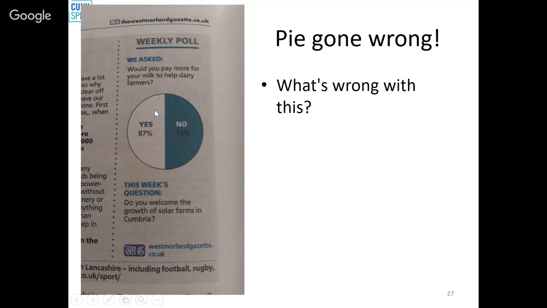This one, what's wrong with this particular pie chart? We've got yes 87% and no 13%. It's implying, yeah, it looks like 50-50, but it isn't. You don't get to find from the Westmoreland Gazette.